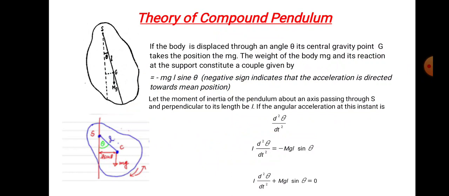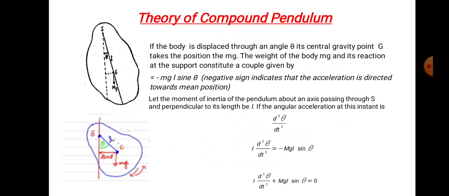A compound pendulum is a rigid body capable of oscillating freely in a vertical plane about a horizontal axis passing through it. Look at this figure. The center of suspension of the pendulum is the point at which the axis of rotation meets the vertical plane through the center of gravity of the pendulum.